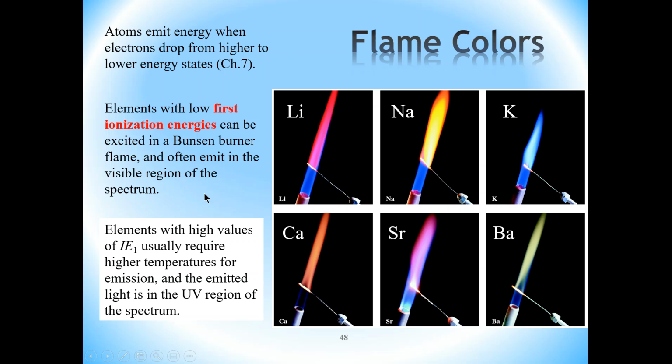That is typically what will happen with these metals, because when the electrons are excited and fall back to lower energy states, they emit radiation which falls within the visible region of the spectrum, and that's why we see these colors. Now, elements with higher first ionization energies usually require higher temperatures for emission. And when emission takes place, the radiation produced falls outside of the visible range, and that's why we cannot observe those colors with our eyes. So there's some limitation when using a flame test to detect particular ions or elements, and that's why flame tests are usually limited to metals and not non-metals.